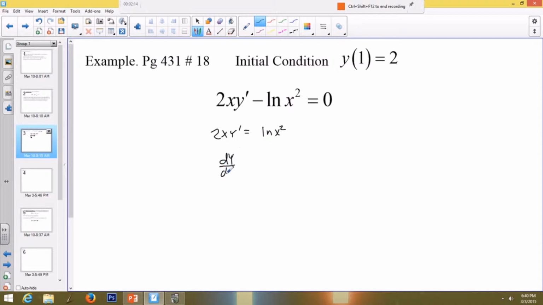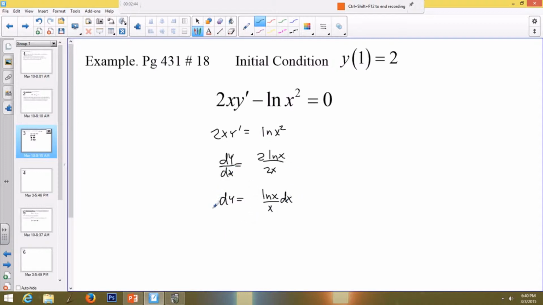And then let's divide both sides by 2x, and we'll change this y prime to dy over dx. And then let's see here, so let's bring this 2 down, use the property of logarithms that lets us take this exponent down and make it 2 ln x over 2x. And then we will cancel out the 2's, and we'll have dy is equal to the ln of x all over x dx. We'll multiply both sides by dx.